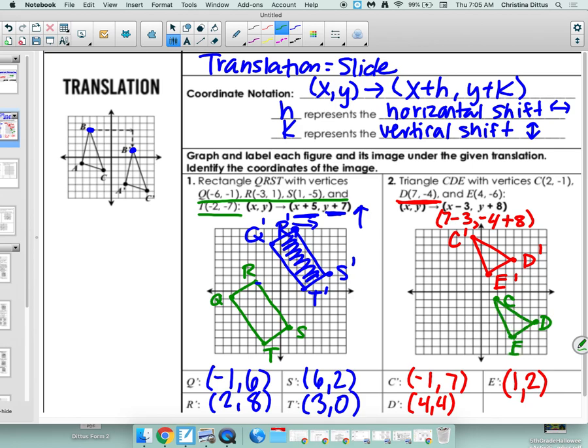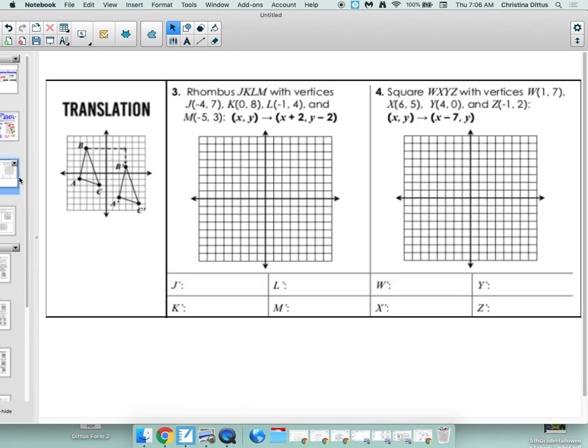So pre-image green, image red. It does say only label the image. So if you just want to do the math version, that works. I personally just like the math version because I know my answer is right that way. I mean, it's just adding and subtracting. But go ahead and do whatever you want.